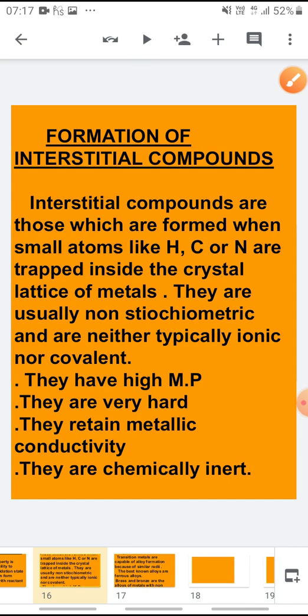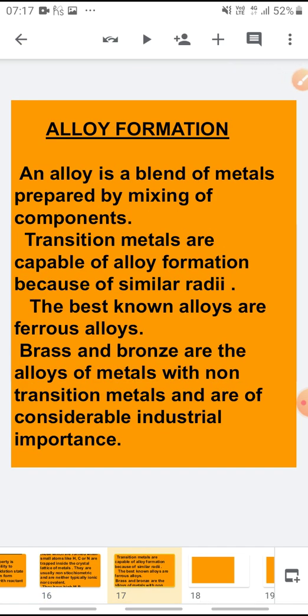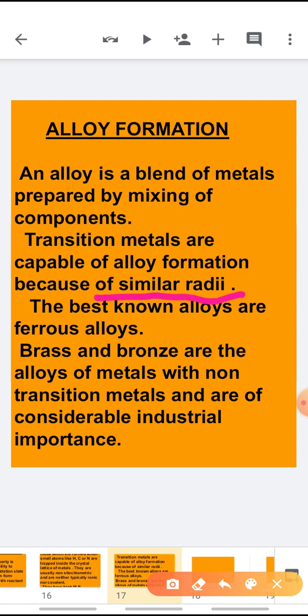Now, the last topic of your d block element is alloy formation. You all know alloys are mixtures of elements. An alloy is a blend of metals prepared by mixing the components. Now, transition elements are capable of alloy formation due to their similar radii. Their atomic radii are almost similar. There is not much difference between them, so they can easily form alloys.